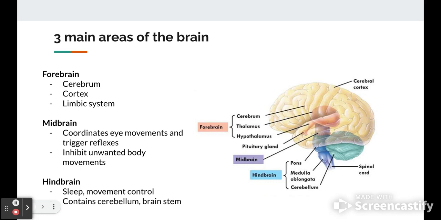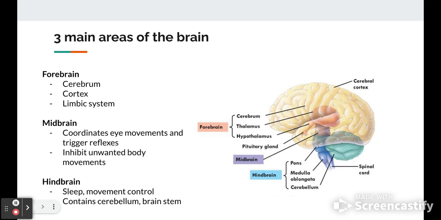Now, what I've just covered are all part of the forebrain, which itself is one of the three major sections of the brain. So we also have the midbrain, which sits beneath the thalamus. Its main functions include coordinating eye movements and triggering reflexes to sounds, and inhibiting unwanted body movements. And then finally, we have the hindbrain, which is responsible for sleep and movement control.